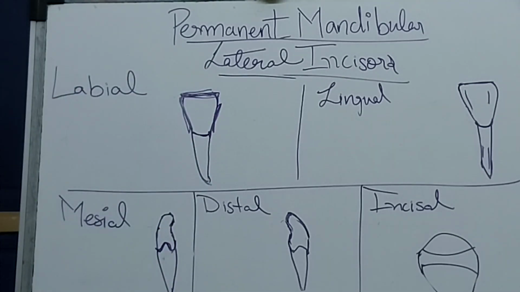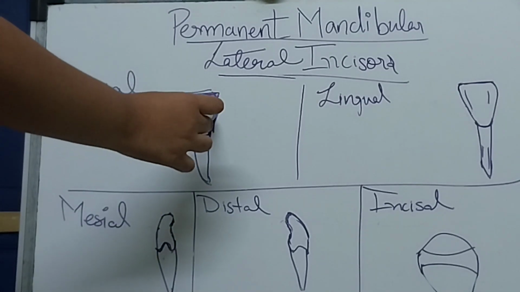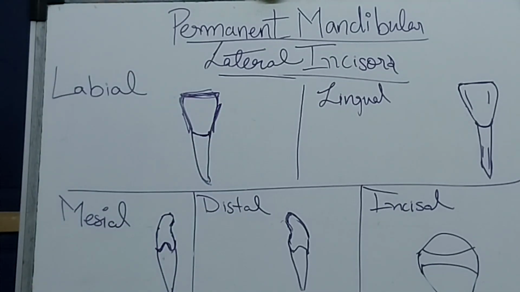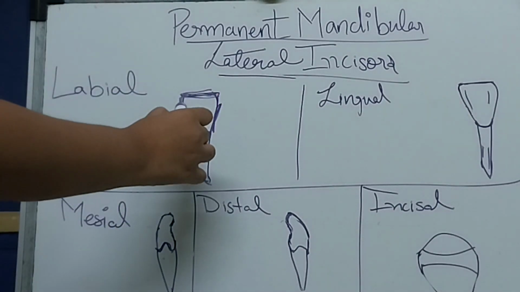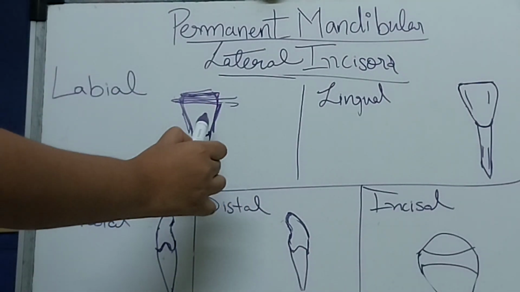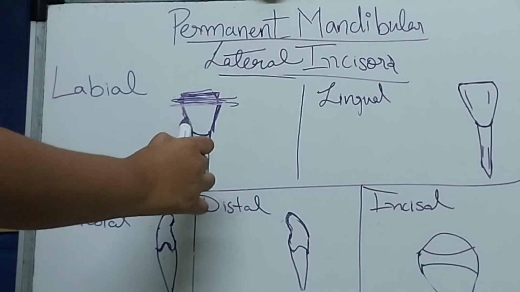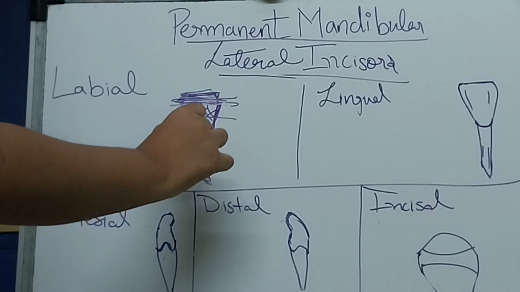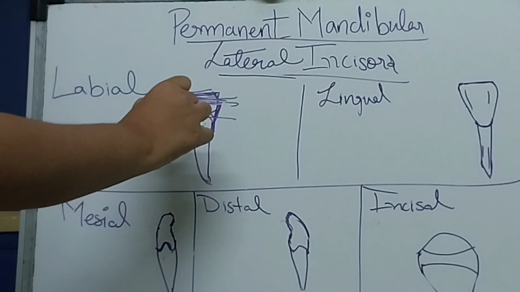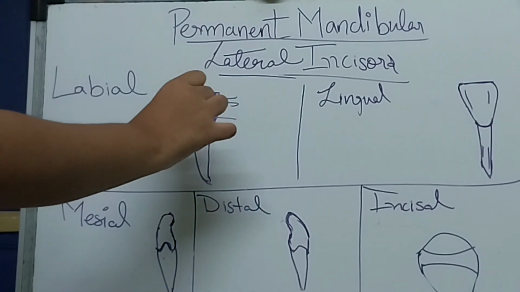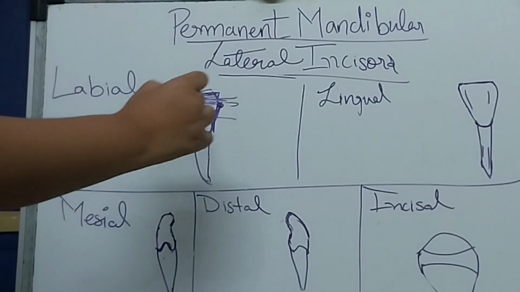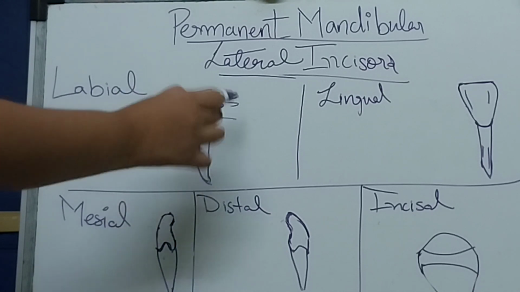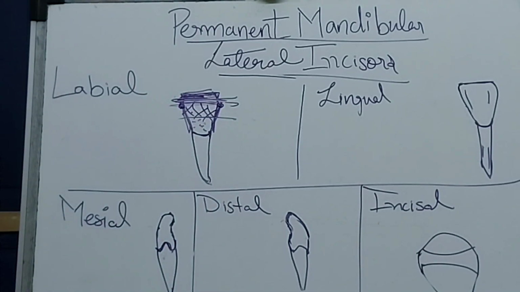Now let's talk about the contact area. So the contact areas of both the mesial and the distal side lie at the junction of the incisal and the middle third. So as we know, this is the incisal area, this is the middle area, and this is the cervical area. So this is the junction of the incisal and the middle third of the crown. So these are the contact areas of the mesial and distal side.